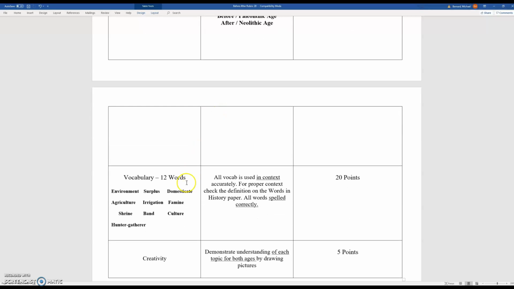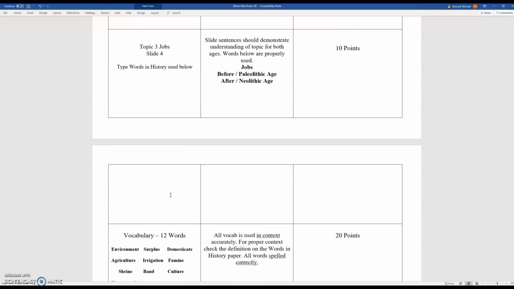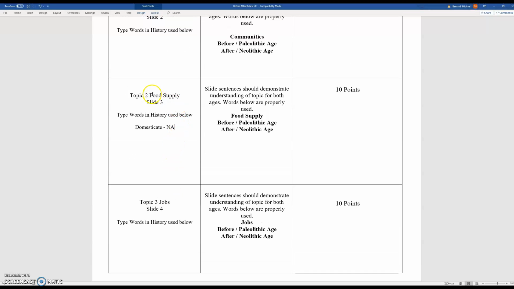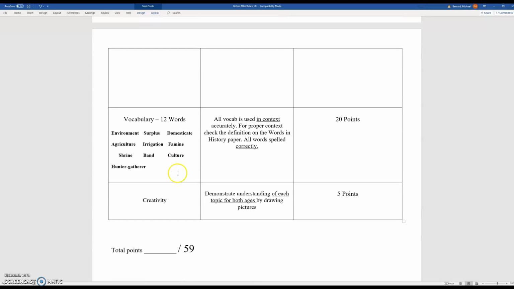So, to get back to what I was talking about, domesticate is a word that would probably best be used when you're talking about food supply in the Neolithic age. So, you could type the word domesticate in the box and put NA for Neolithic age. That tells you that you're going to use that word there. And you're going to have to decide where you're going to use the rest of these words.